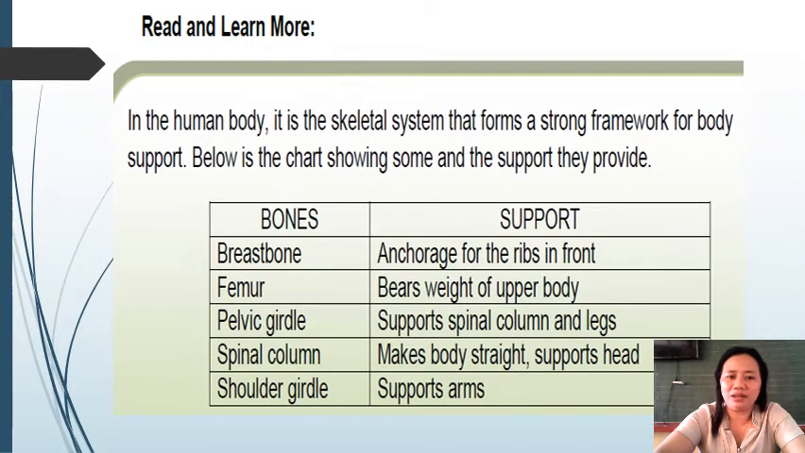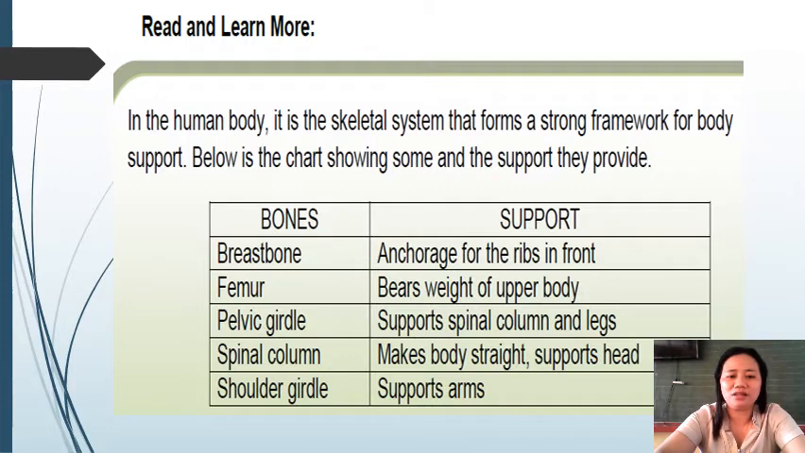Now, in the human body, it is the skeletal system that forms a strong framework for body support. Below is the chart showing some of the support they provide. Bones and their support. The breastbone: its support is the anchorage for the ribs in front. The next bone is what we call the femur. It bears the weight of the upper body.